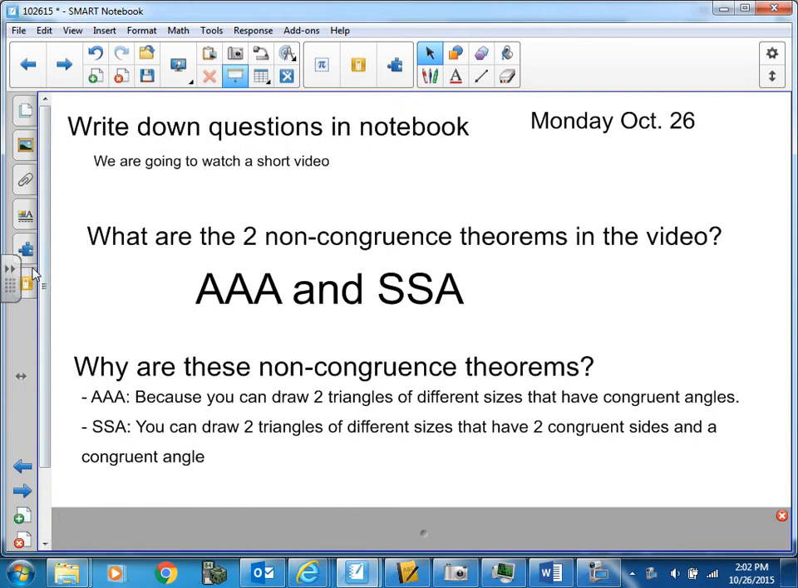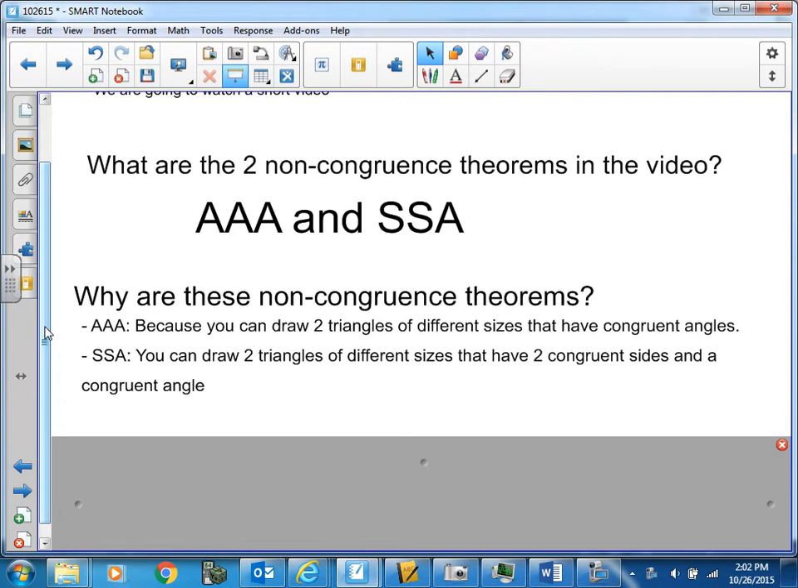We didn't get to finish why these are non-congruence theorems, but in general, there are different ways you could word this. For angle, angle, angle, it's because you can draw two triangles of different sizes that have congruent angles. We talked about this in class. You can draw an infinite number of triangles that have the same angle measures. So if you told me that two triangles had the same angle measures, that doesn't tell me that they are congruent. They're similar, which we will talk about later on in the year, but they're not necessarily congruent.